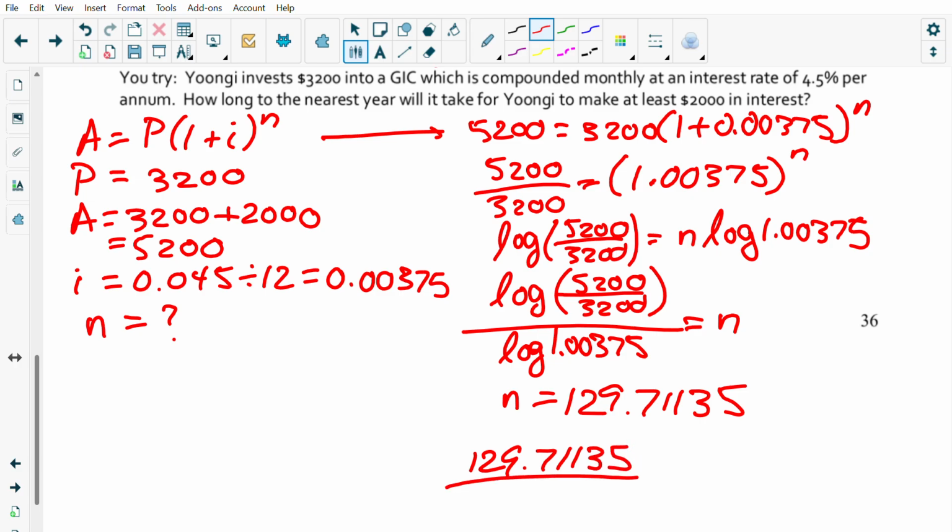This is the total number of compounding periods. And remember, we are compounding it monthly, so I need to divide by 12 to go backwards and find the number of years. So that's 10.8 years. Okay, and I'm going to round to the nearest year, which is 11 years. And if I do this investment, it says to make at least 2,000, I'm guaranteed to make $2,000 in interest at this interest rate if I hold the GIC for at least 11 years.